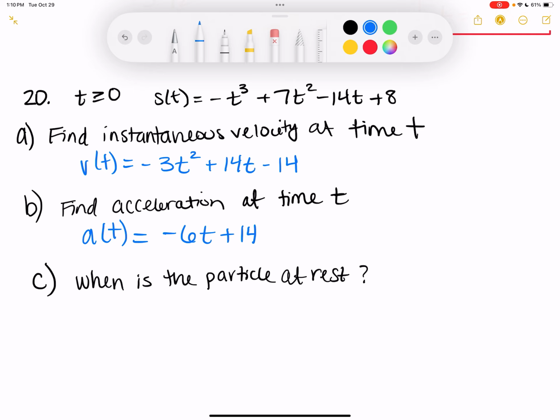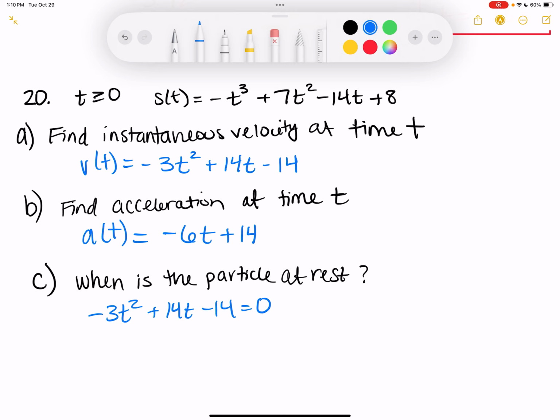So it would be at rest when velocity is equal to 0. So negative 3t squared plus 14t minus 14 equals 0. Follow-up question, can I factor? Can I take out a negative so that I can brain it more easily? You can, but it doesn't factor.